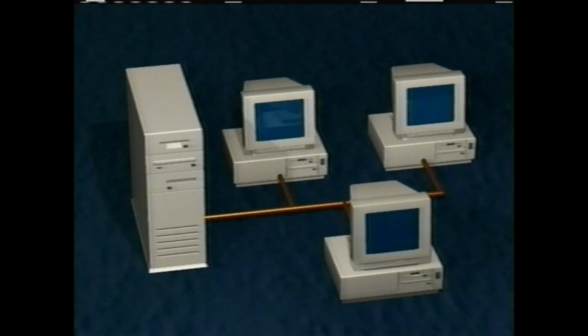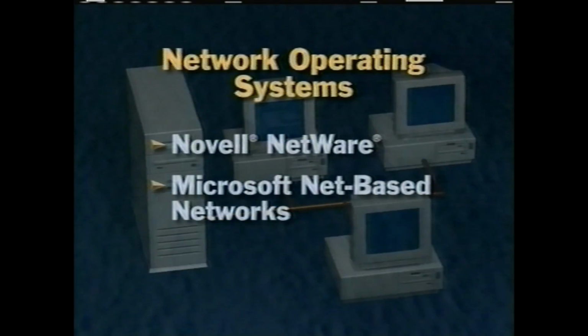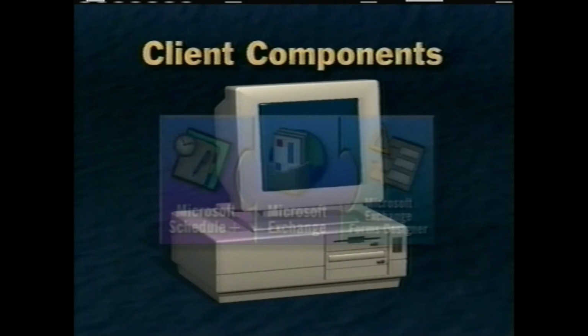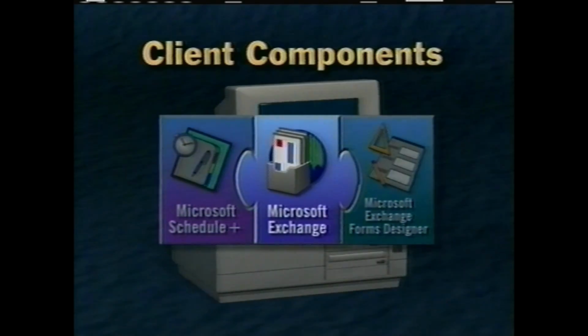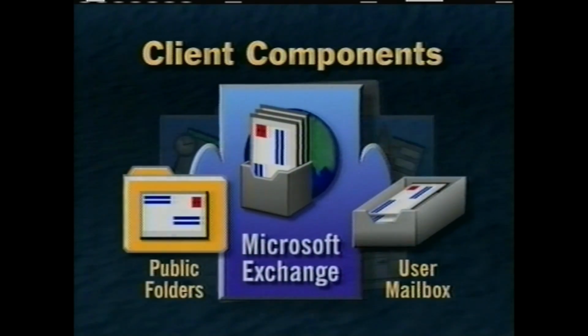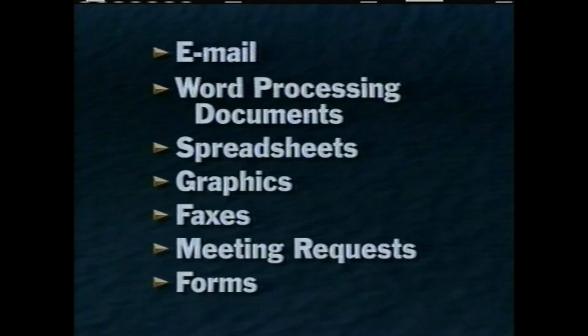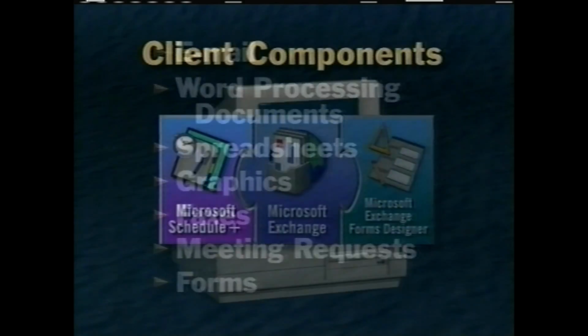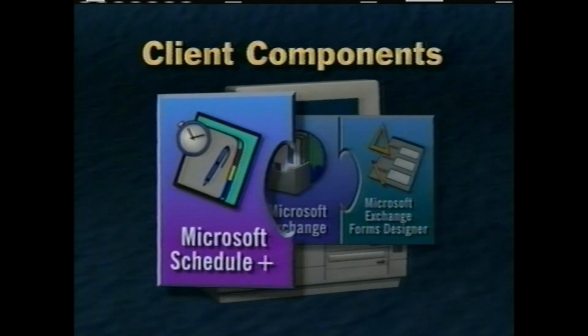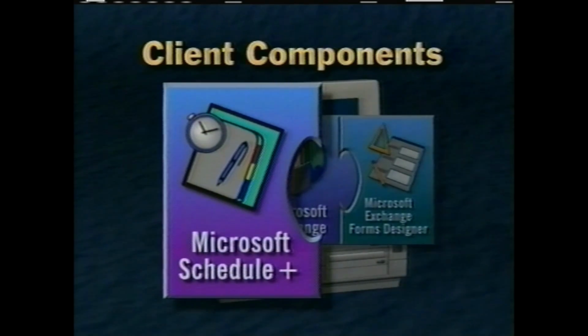Microsoft Exchange communication takes advantage of services provided by popular network operating systems, including Novell NetWare and Microsoft Net-based networks. The client software consists of a set of integrated components. The email component combines familiar send and receive messaging with group information sharing applications. The Microsoft Exchange client can handle many types of information. The Schedule Plus component provides tools for time management and personal calendaring, as well as groupware features that allow users to efficiently schedule meetings with other people in the organization.